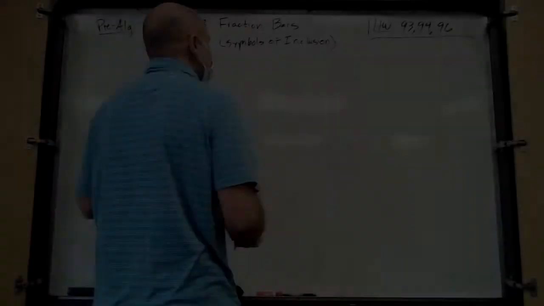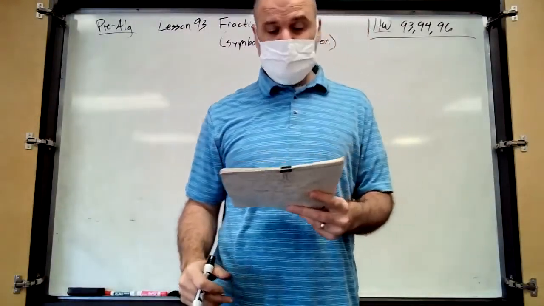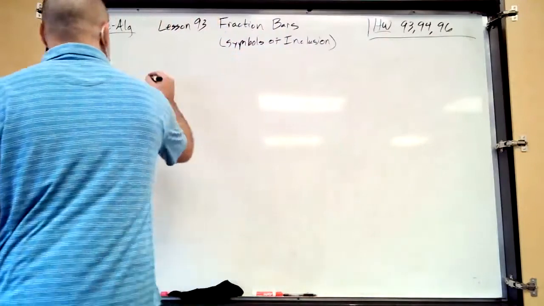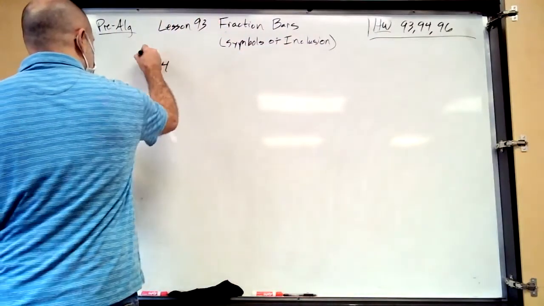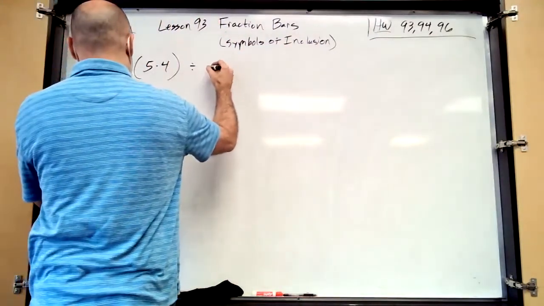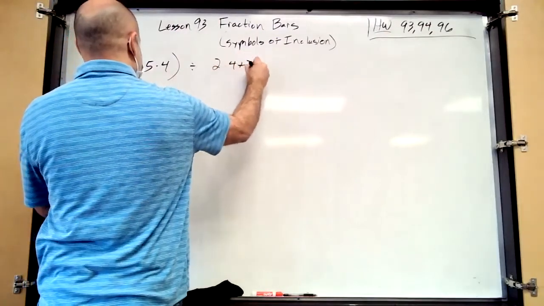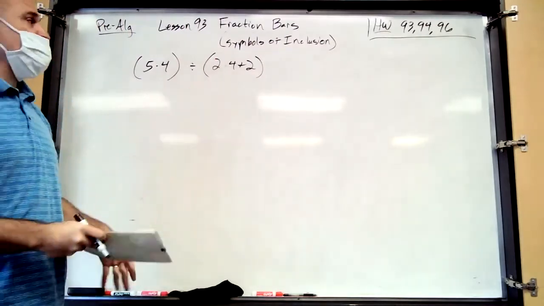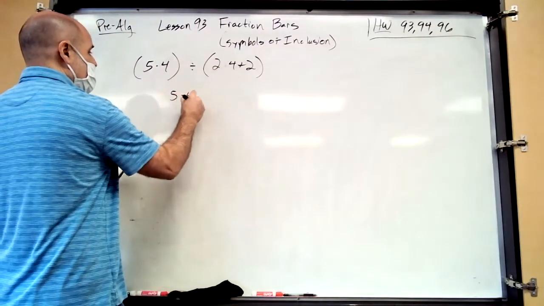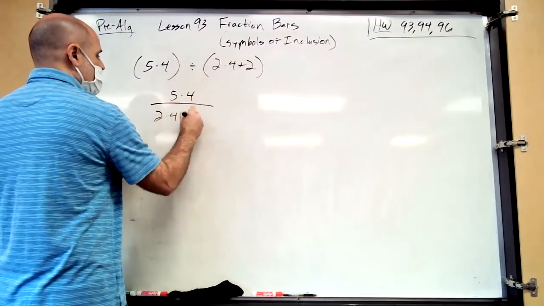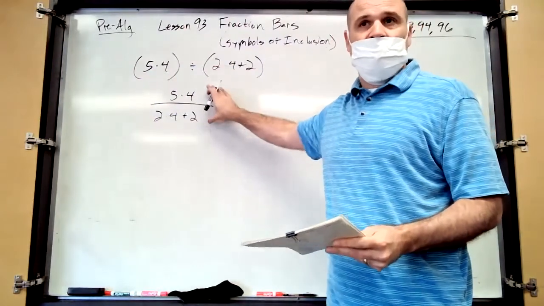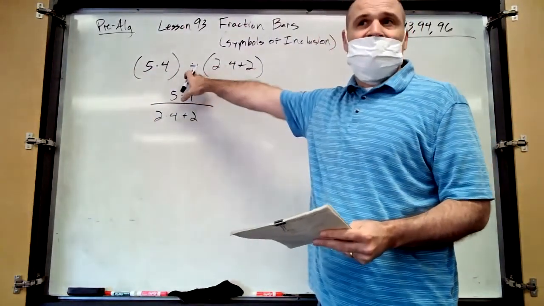Symbols of inclusion. All right, so fraction bar, when you see a fraction bar, it's like a big parenthesis. So let me just show you a couple examples. It's kind of like this: 5 times 4, parenthesis, divided by 2 times 4 plus 2 in another parenthesis. Another way to write these symbols of inclusion is like this: 5 times 4 over 2 times 4 plus 2. So you're still doing this first and this first separately, and then you're doing that last.